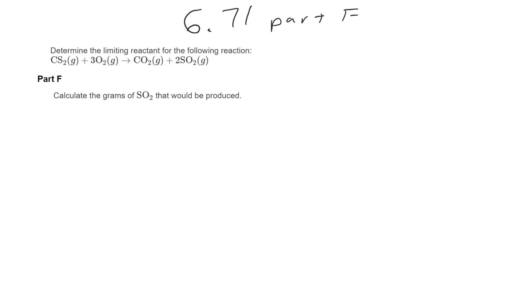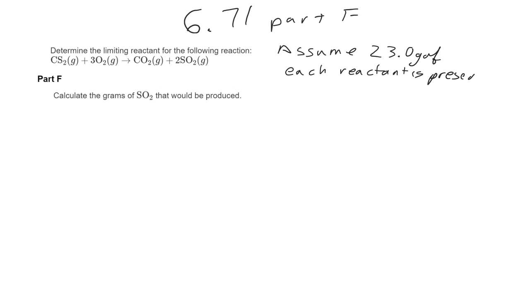Found the missing information. They tell you in the little blue block, assume 23 grams of each reactant is present. That 23 grams is probably going to be different for every person in the class, but it doesn't matter. You'll still work it the same. So we're actually going to be working part E here as well in order to answer part F.